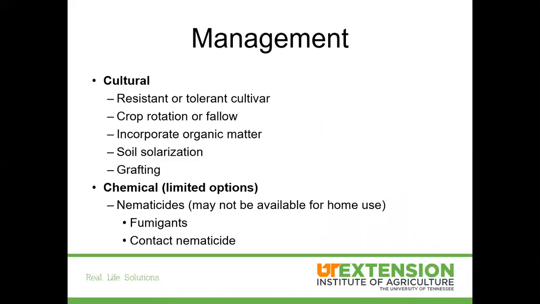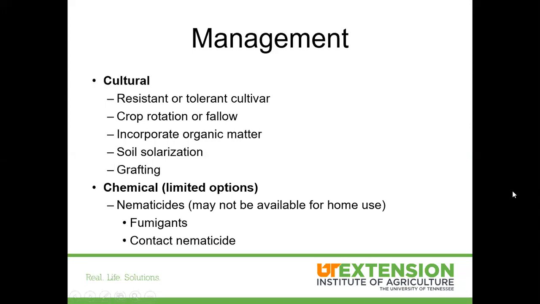Management: disease resistant, tolerant cultivars, crop rotation, or fallow. And fallow is where you leave an area, put a cover crop on it, and just don't grow any vegetable crops on it for a year. You can plant that with clover or buckwheat, depending on what season you want, but you're leaving that fallow. Basically, you're not growing vegetables in that area.